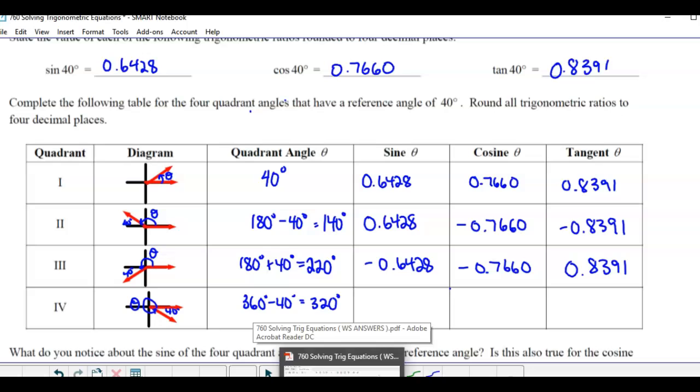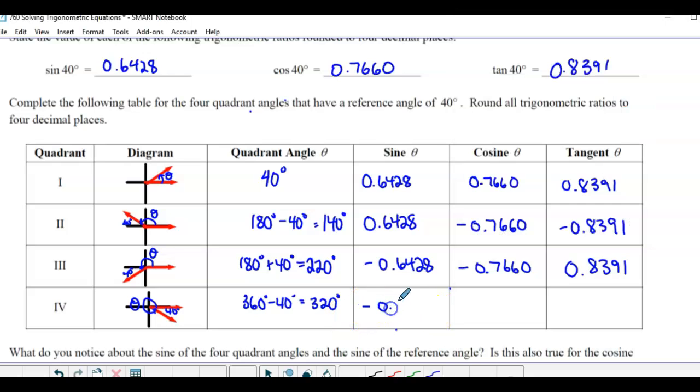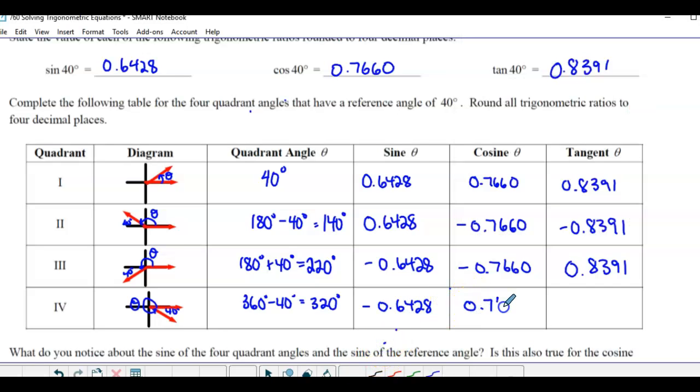Then do it for 320. Okay, so sine is negative, cosine is positive, and tan is negative.